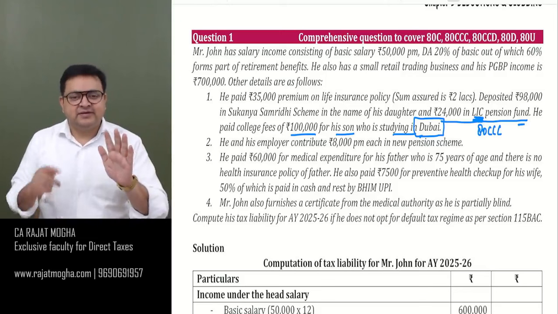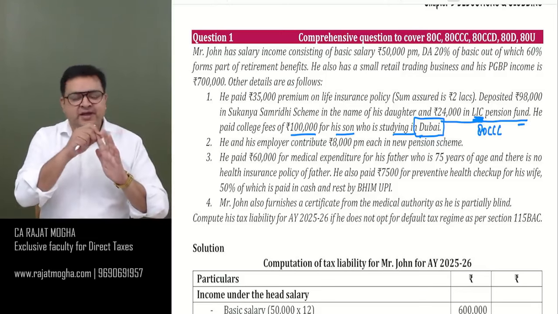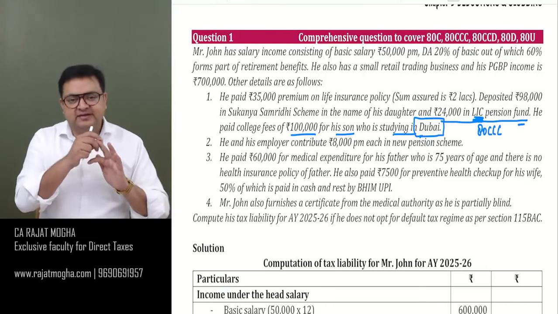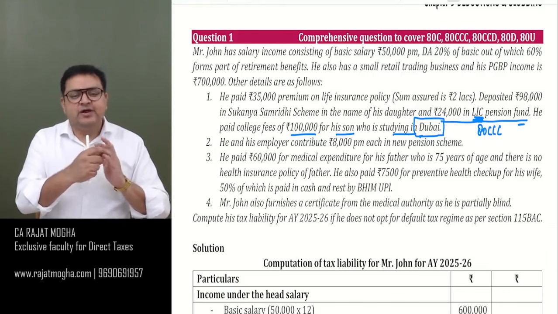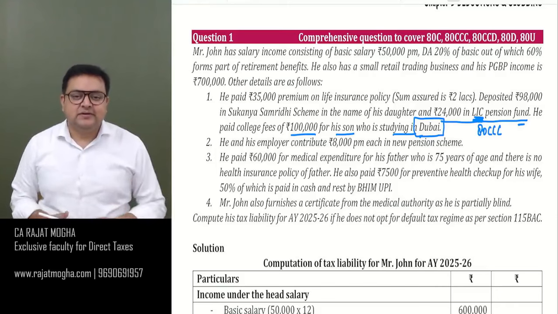We have 5 heads. First is salary. He has the income from salary. Second is house property. I don't think that we have house property income. Third is PGBP. They were saying that there is PGBP. Capital gain we don't have. IFOS we don't have. So we have only 2 types of income, that is PGBP and salary.